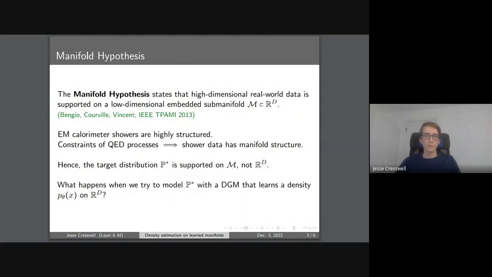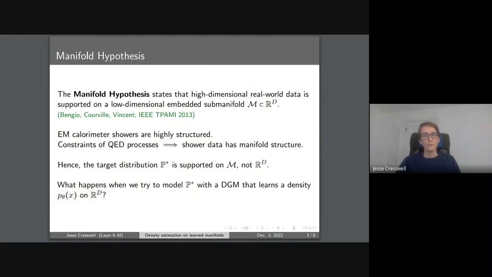And over the past few years, there's been a number of approaches in this vein. But I think it's worth taking a step back and reconsidering exactly what modeling assumptions we're using for this. Consider, for example, the manifold hypothesis from machine learning, which states that high-dimensional real-world data is supported on a low-dimensional manifold embedded in ambient data space. Well, when you look at electromagnetic calorimeter showers, you see they're highly structured. They come from processes in quantum electrodynamics, which is incredibly constraining. So this means that the target distribution which we're trying to model, P star, should be supported on a low-dimensional manifold M and not all of R^D.